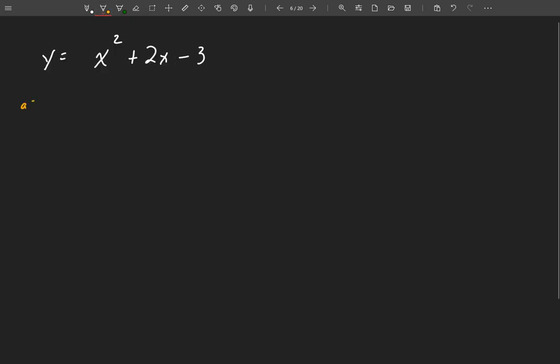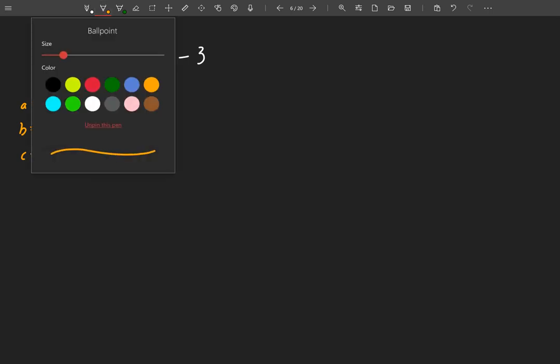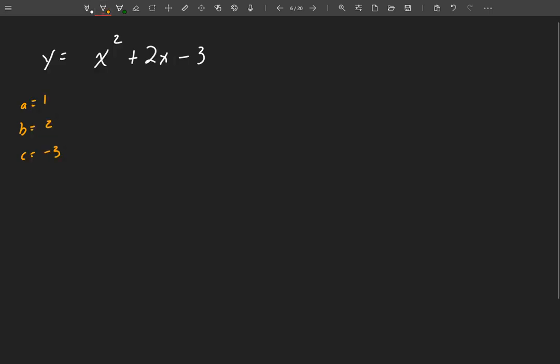All right. A, I'll go ahead and label this, is 1. B is 2. And C is negative 3. All right, let's go over here and write our formula. Negative b. Hopefully you've got it written down somewhere already, but just in case, I'm going to rewrite it for you.